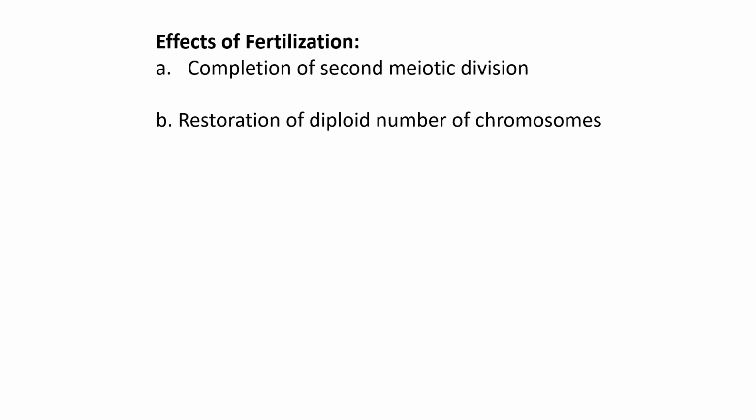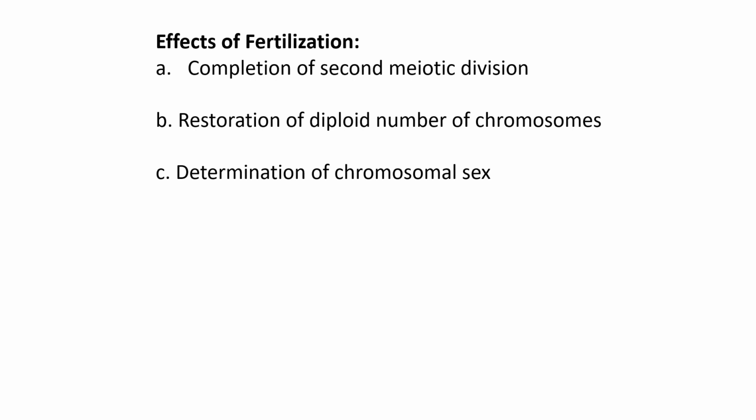Second is restoration of the diploid number of chromosomes. The male and the female pronucleus both have a haploid number of chromosomes. Soon after fusion, they restore the diploid number. Then, determination of chromosomal sex. In the male, we have 23 pairs of chromosomes, 22 autosomes and one pair of sex chromosomes, that is X and Y. Whereas in the female, again there are 23 pairs of chromosomes, of which 22 are autosomes, and the pair of sex chromosomes has two X chromosomes.